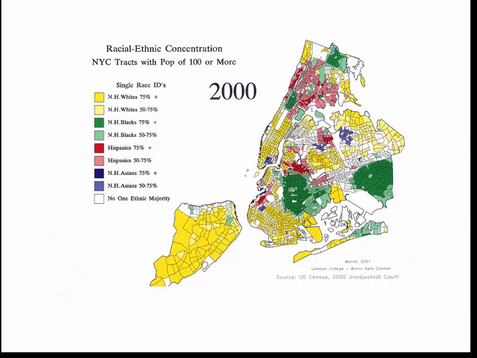This is a map of New York based on the 2000s. You see the different parts of New York: Staten Island, Manhattan, Brooklyn on the right. And now it's highlighted based on the ethnic concentration in that area, how many whites still live there, how many blacks live in a certain neighborhood, how many Hispanics, and so on.